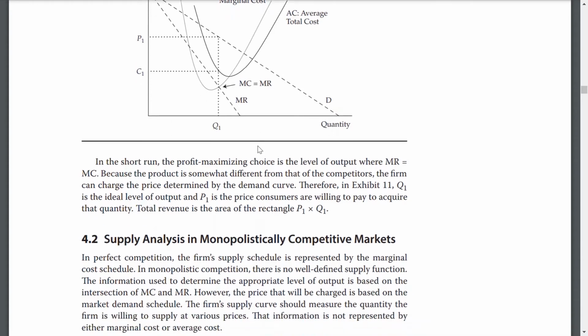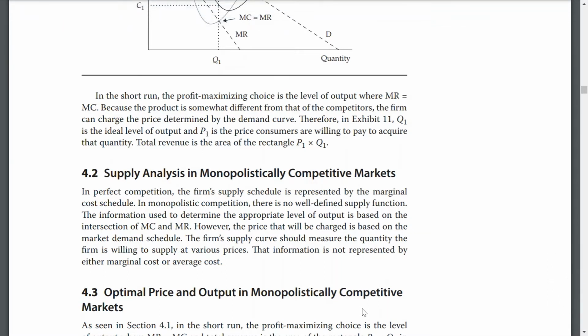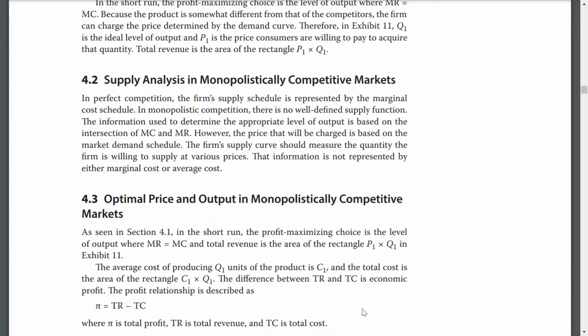Total revenue is the area of the rectangle P1 multiplied by Q1. Supply analysis in monopolistically competitive markets: in perfect competition, the firm's supply schedule is represented by the marginal cost schedule. In monopolistic competition, there is no well-defined supply function. The information used to determine the appropriate level of output is based on the intersection of MC and MR. However, the price that will be charged is based on the market demand schedule. The firm's supply curve should measure the quantity the firm is willing to supply at various prices. That information is not represented by either marginal cost or average cost.